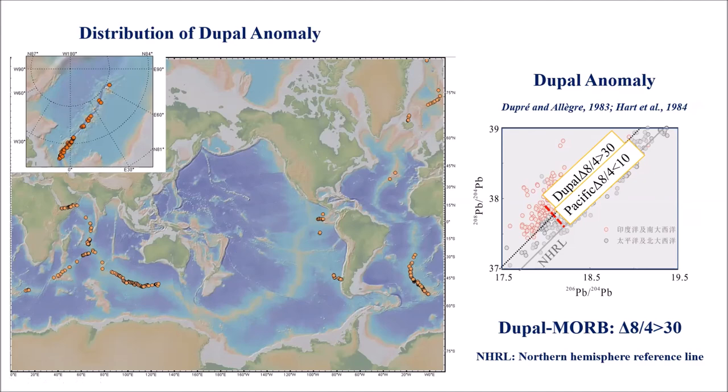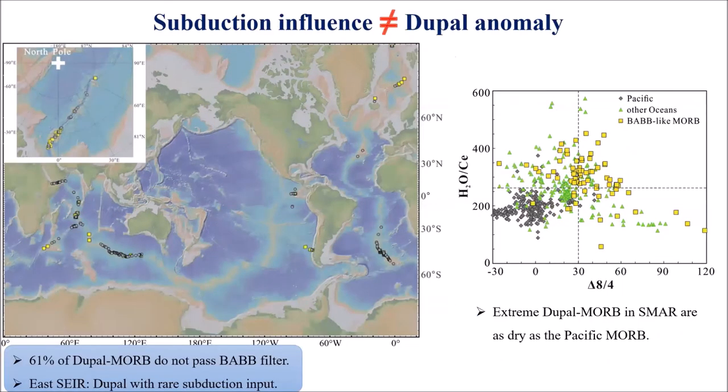Then, how much of them are actually BAB-like? Well, there are only less than 40% of the DUPAL MORB that are BAB-like, shown by the yellow symbols over here. And the majority of them, shown by the gray dots, actually do not pass the BAB filter. And if we plot the water-to-cerium ratios with delta 8/4 over here, we can see that the extreme DUPAL MORB with very high delta 8/4 have Pacific-like ratios, the gray diamonds here being Pacific MORB. They have Pacific-like water-to-cerium ratios, indicating they are actually very dry. They couldn't be caused by the subduction influence.